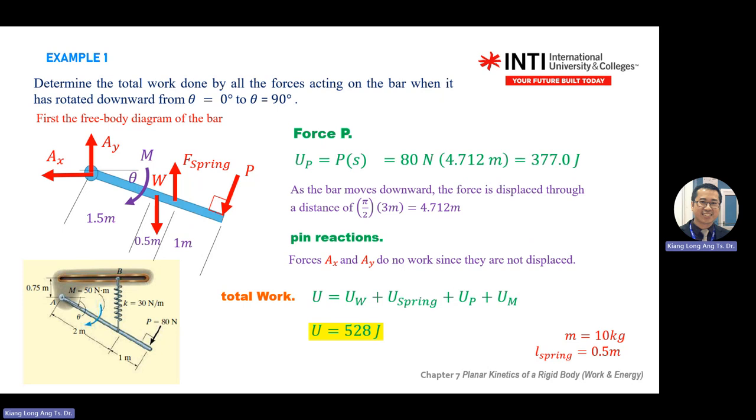Okay, so this will be the standard procedure every time we solve work. We build the free body diagram, see what is before and after. Then remind yourself, work is actually only done by two things, force and moment. And when doing the calculation for a moment, remember to use radian and not degree. Then basically you solve all the problems.